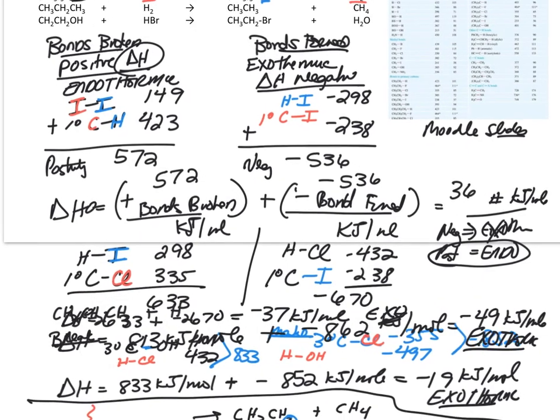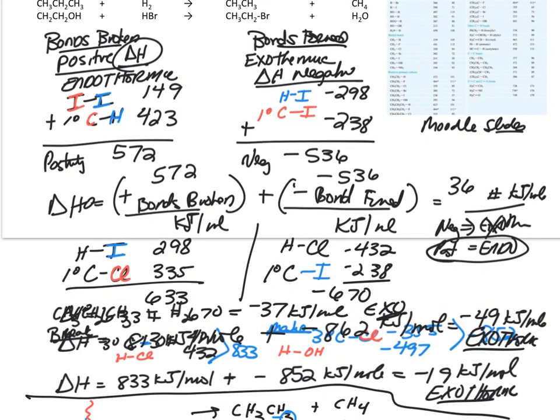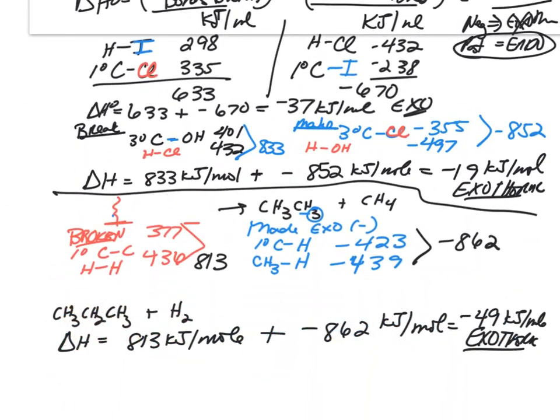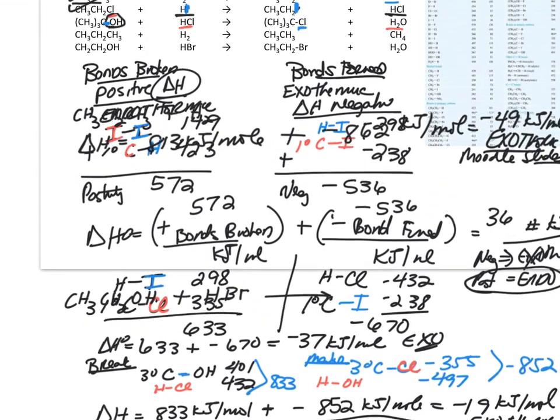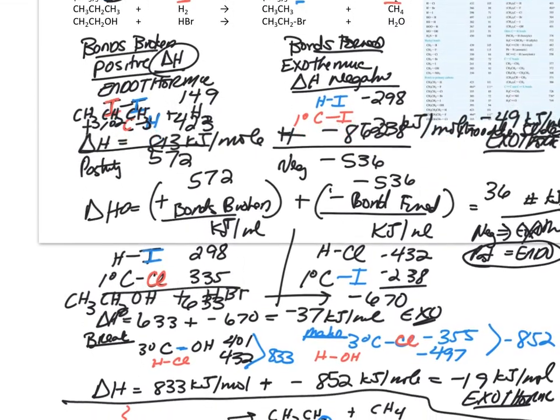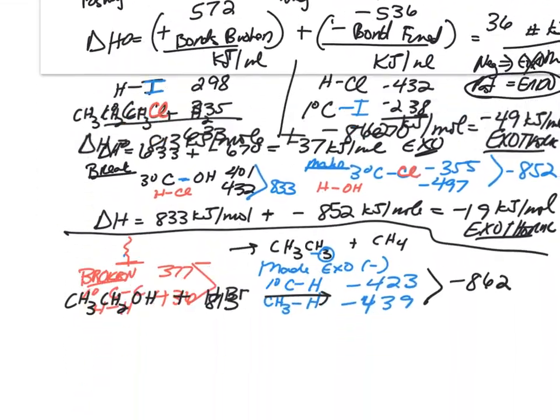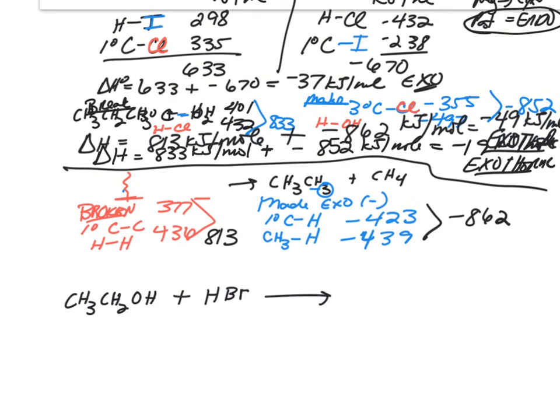And our last one, we have ethanol plus HBr. Go ahead and write that down. Ethanol plus HBr, and that gives us ethyl bromide and water. Ethyl bromide and water.